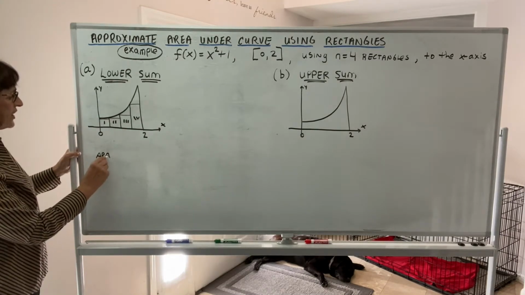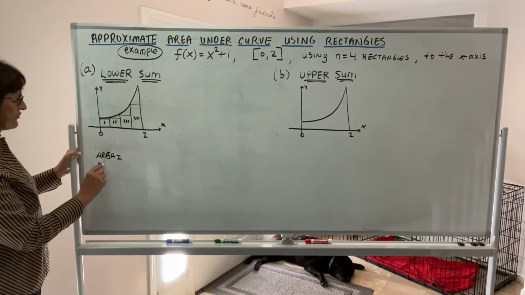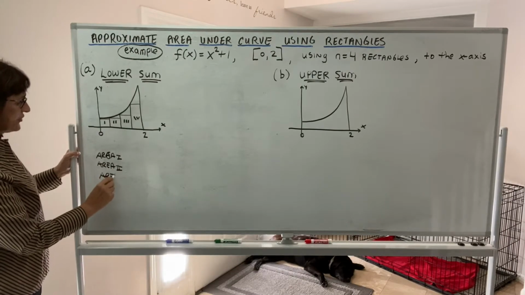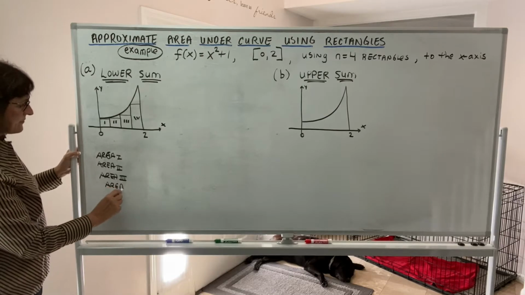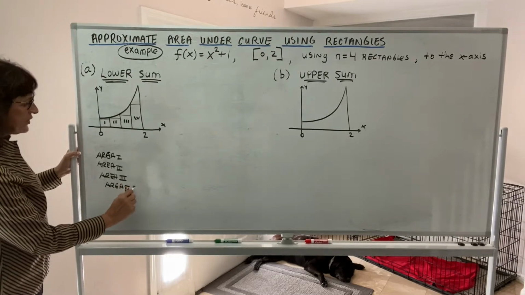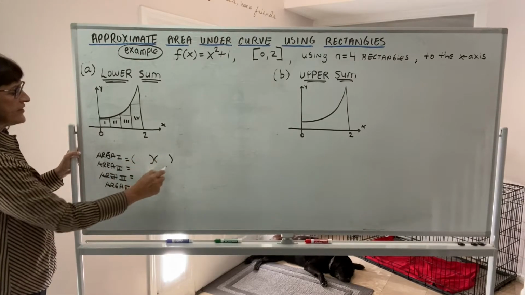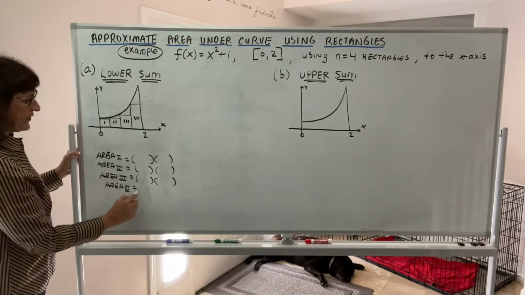So we want to find the area of rectangle 1, the area of rectangle 2, the area of rectangle 3, and the area of rectangle 4. We want to find the area of these 4 rectangles, and we're going to add them together. The area is going to be width times height. For each of these rectangles, it's width times height, width times height.